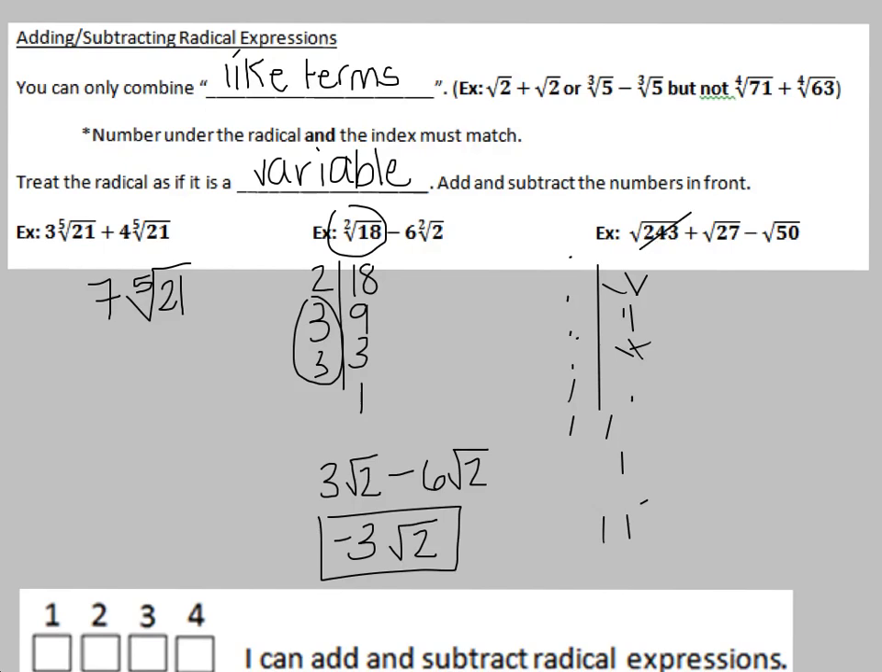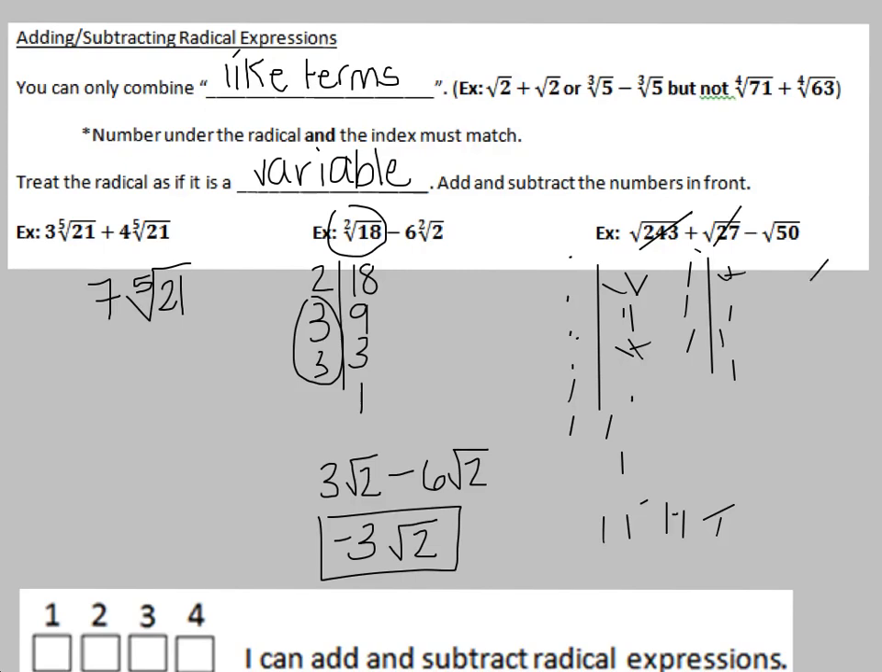Square root of 27, using the factor method, 3 goes in 9 times, 3 goes in 3 times, 3 goes in once. Again, I want groups of 2 since the index is a 2. So out comes 3, and left inside is a 3. And the sign here is a plus, so I'm going to put a plus in between.